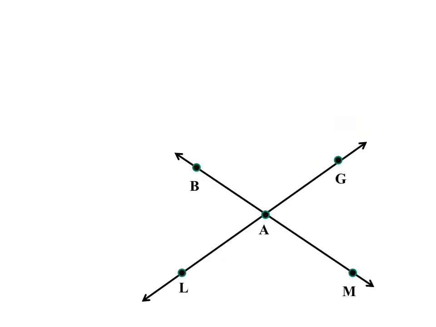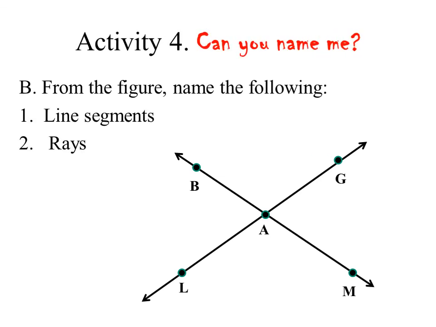Activity B is still on activity 4. So there are two intersecting lines here, and there are three questions. From the figure, you name the line segments, the rays, and the opposite rays.